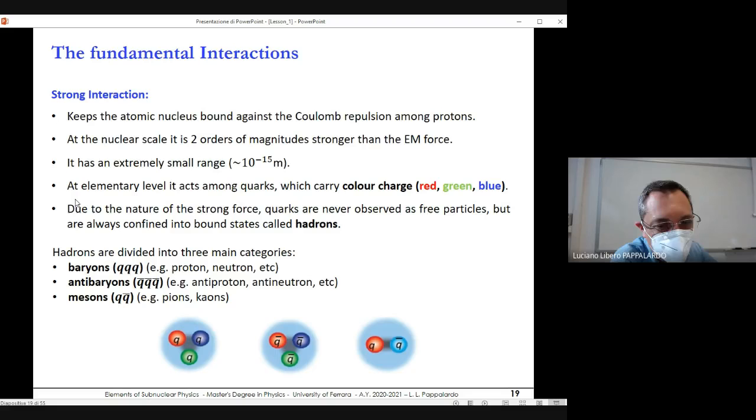And there are three main categories of hadrons. The baryons, which come with three quarks, like the proton, the neutron, etc. The antibaryons, which are the antiparticles, so they come with three antiquarks, like the antiproton, the antineutron, etc. And then we have another category, the mesons, which are bound states of a quark-antiquark pair.